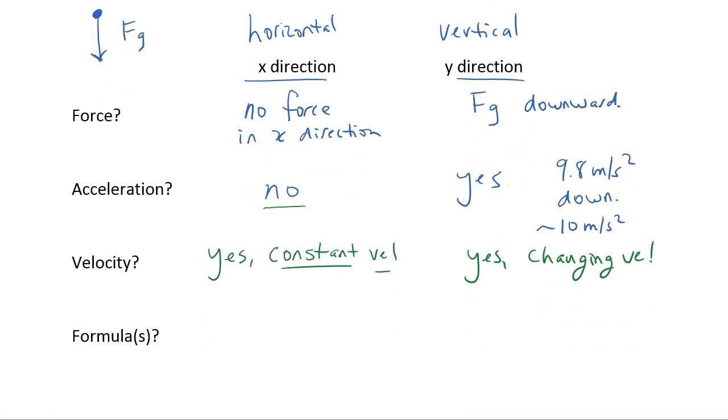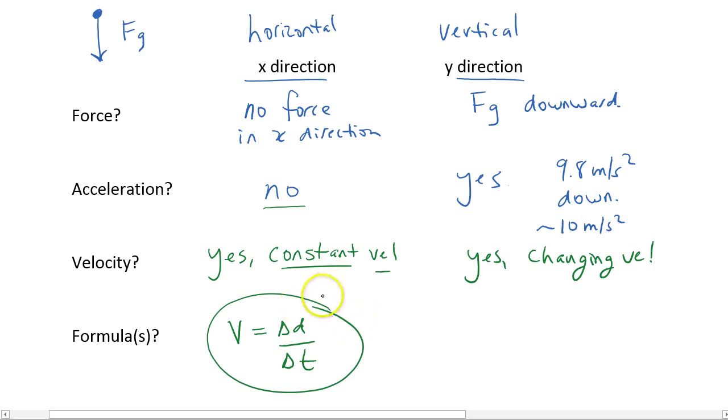So when we do calculations in the x direction, which formula do we need? There's really only one formula we need, the one for constant velocity. And what is the formula for constant velocity? V equals delta d over delta t. You recall that this is good for constant velocity. It's also good for average velocity.